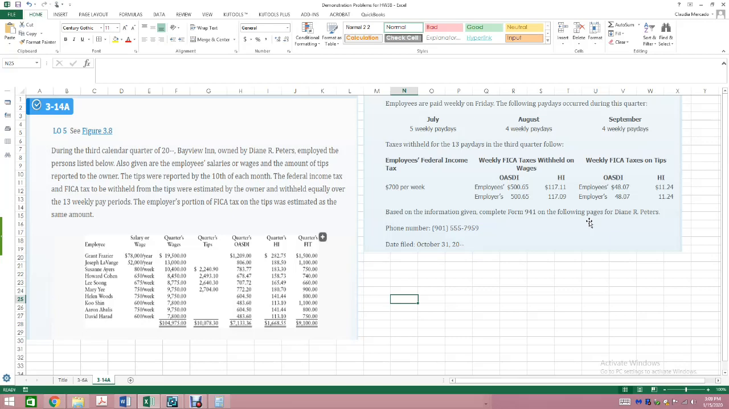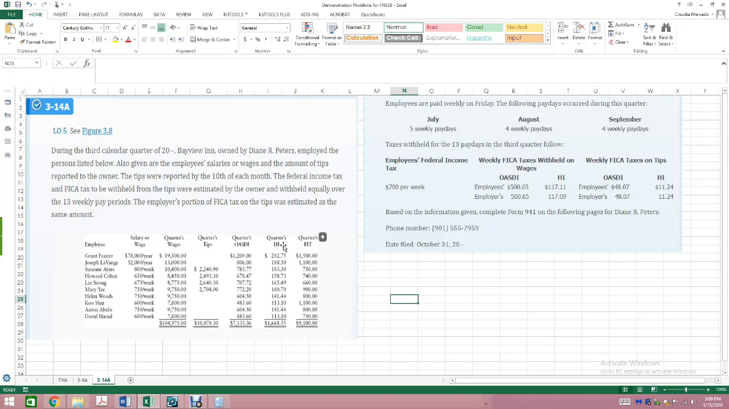Okay? Now, I tried copying the 941 into Excel and it just got distorted. So what I did is I copied it over to a Word document so I can fill it out for you. Okay? So I'm going to show you. So I'm going to be going back and forth from the problem over to the Word document. But I will be verbally explaining what I'm doing. Hopefully you can follow me. Okay?